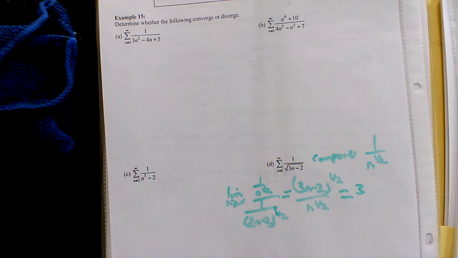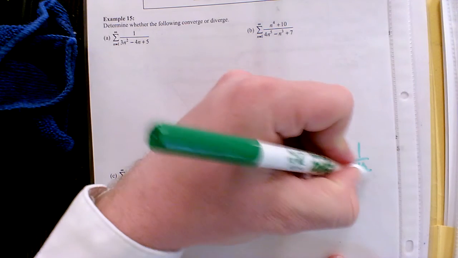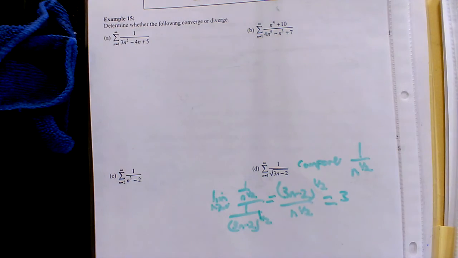So by the p-series, p is the 1/2 up here, so it's less than 1, so what does that tell us? Diverges by p-series, with p equal to 1/2. So if what we compared to diverged, we now know the original sum from n equals 1 to infinity of 1 over the square root of 3n minus 2 also diverges by the limit comparison test.